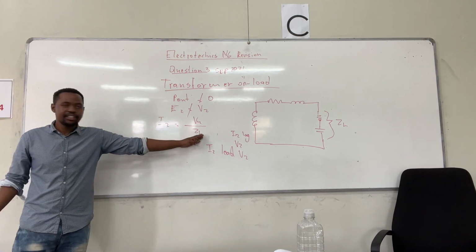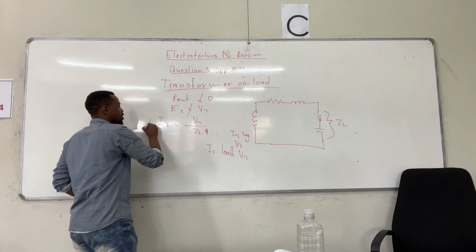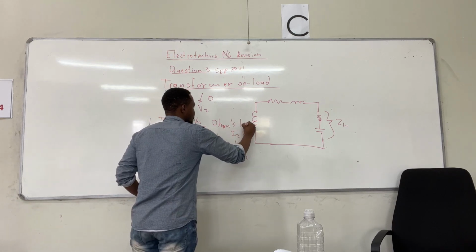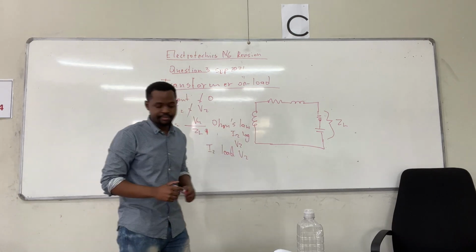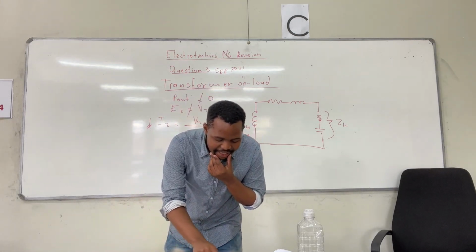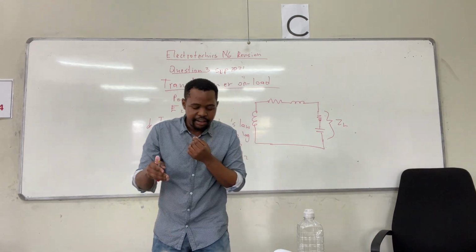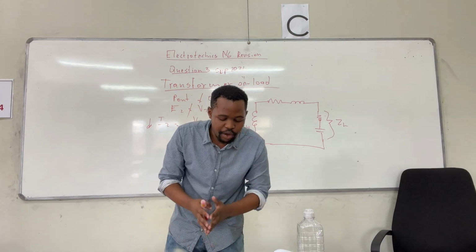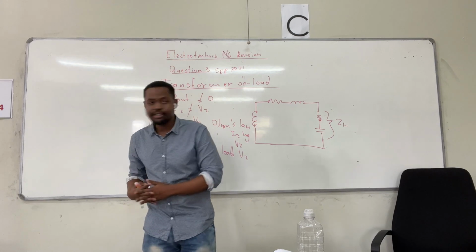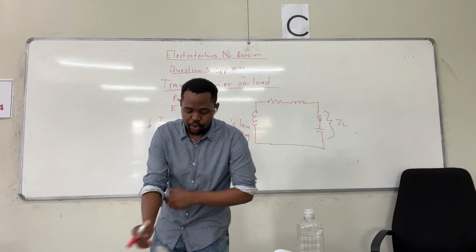If the impedance of the load is high, the current is low. This is basically Ohm's law. I2 will either lag or lead voltage V2 depending on whether the load is inductive or capacitive, which is what I've just explained. Okay. So we're almost there.